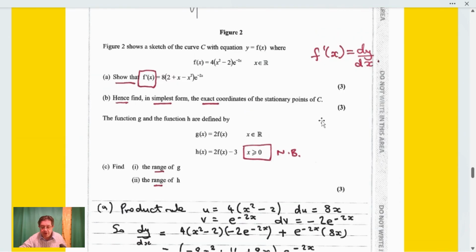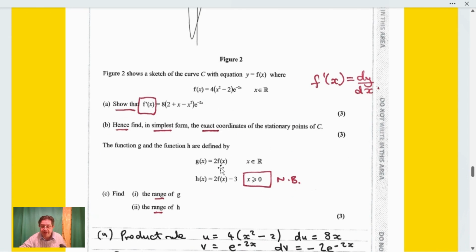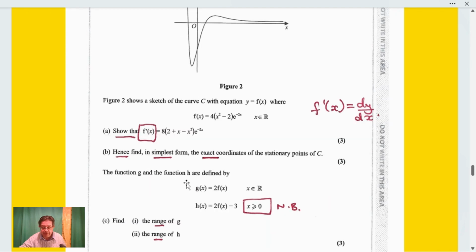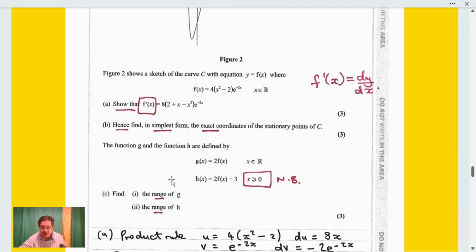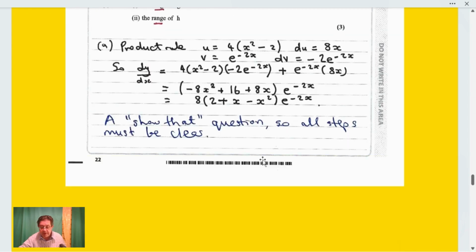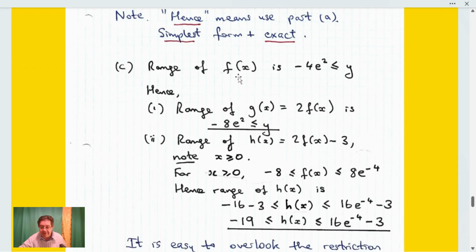Now, part C is somewhat different. We've been given two functions, g of x and h of x, which are defined in terms of the original function f of x, and we're being asked to find the range of these two functions. So first of all, g equals 2f of x, same domain, real numbers. So the original function f of x, its range is that y is greater than or equal to minus 4e squared. So the range of g of x, when we double it, is that y will be greater than or equal to minus 8e squared.